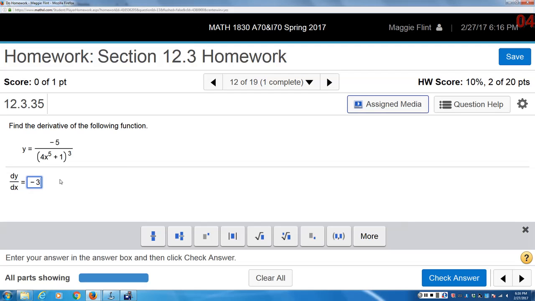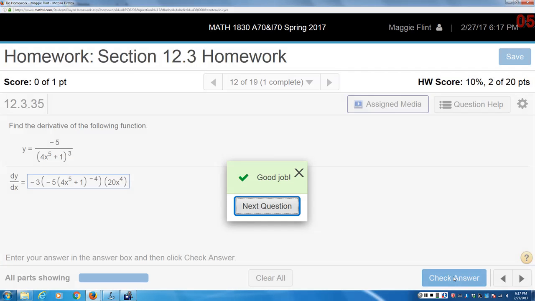So we've got negative 3 times negative 5 times 4x to the fifth plus 1, and that's raised to the power negative 4. Then we need to close that parenthesis and open a new one for the derivative of 4x to the fifth plus 1, which is 20x to the fourth. If you do the first step correctly, you don't have to do all that extra algebra to simplify.